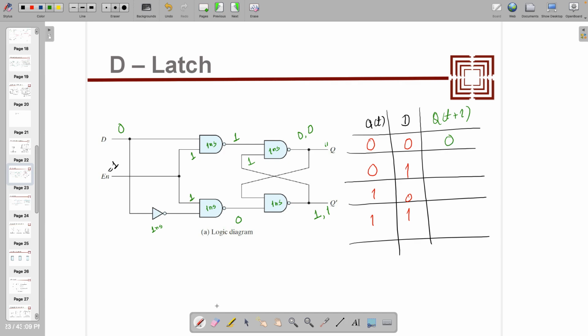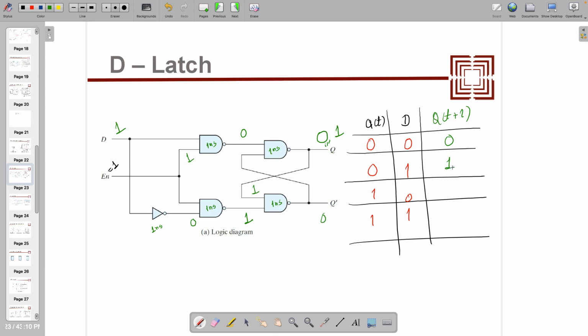Now look at the case when this is 0 and D equal to 1. If this is 1, this becomes 0, this becomes 1, this 1 and 1 will give you 0. Because if any input is 0, output is 1, this 1 is fed back over here, 1 and 1 is going to give 0. So after 4 nanosecond, you are going to see 0 over here, right, and 1 over here.